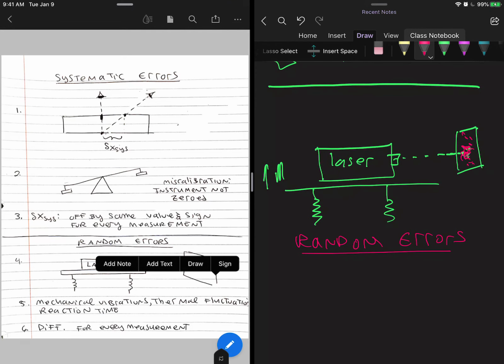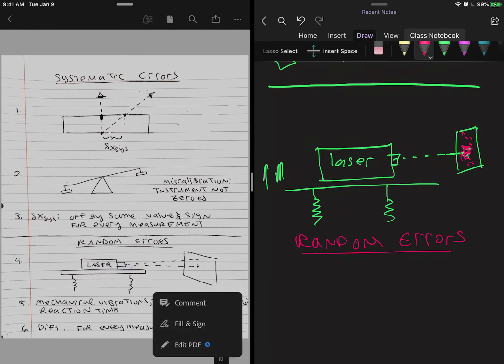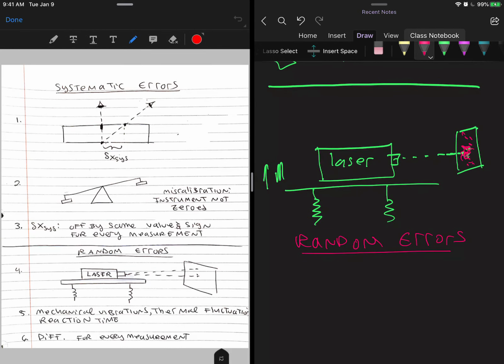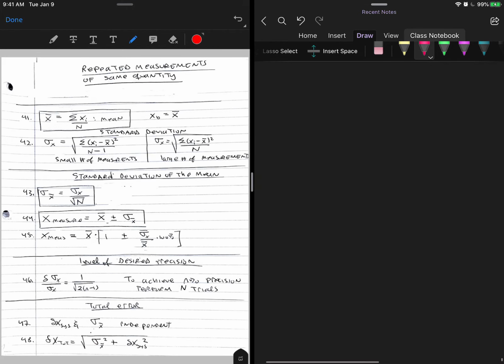So just to clarify, systematic errors are the same for every measurement. Each measurement is going to be off by the same value, so these are actually easy to identify. But with random errors, the errors are different for every value, so these are harder to identify. So we're going to have to apply statistical tools to take into account random errors.